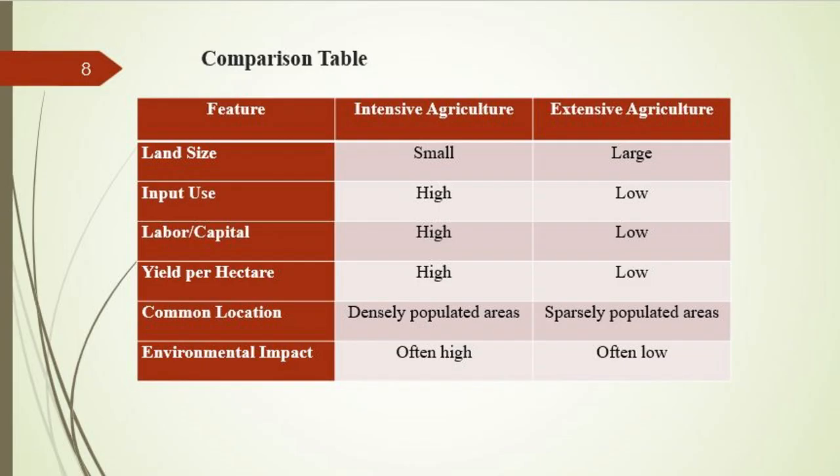Comparison between intensive and extensive agriculture. Feature: intensive agriculture, extensive agriculture. Land size: small, large. Input use: high, low. Labor and capital: high, low. Yield per hectare: high, low. Location: dense population areas, sparse population areas. Environmental impact: often higher, often lower.